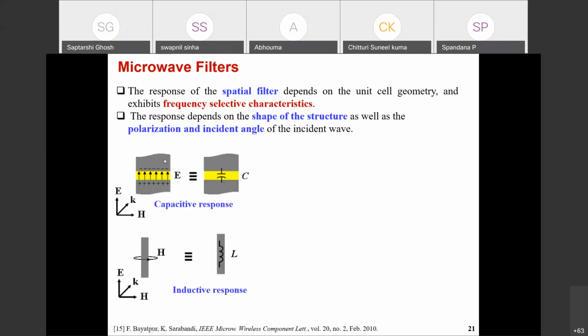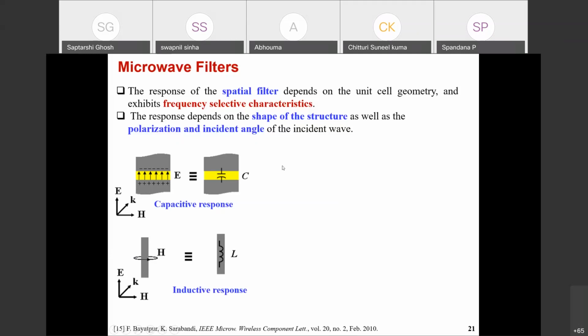If there is this type of gap, this gray color is the metal and this yellow color is the gap. If the electric field is present across this gap and the current is flowing along the electric field, then this gap will provide one capacitance. On the other side, if the electric field is present along the length of the metallic inductive line and the current is flowing along this metallic line, then this metallic line will effectively exhibit one inductance.